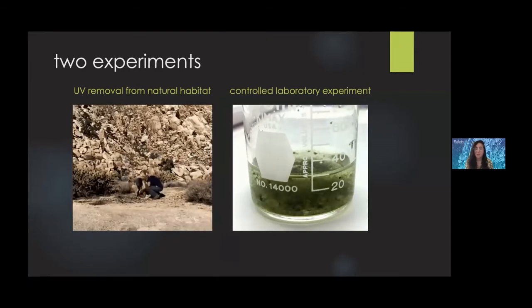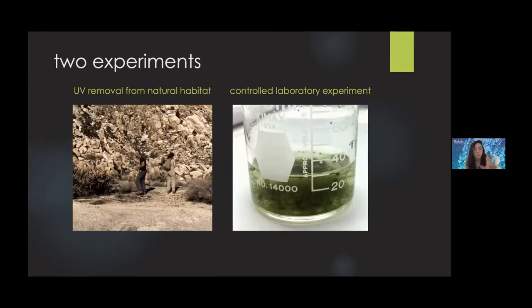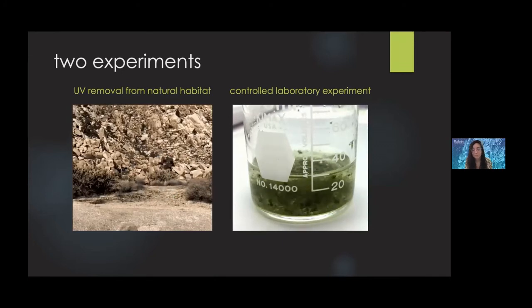So that is what I did. I set up 2 experiments. I'm going to tell you about a little piece of each of them. One is a UV removal experiment from the natural habitat in that Mojave Desert site. And the other is a controlled laboratory experiment looking at UV and desiccation.